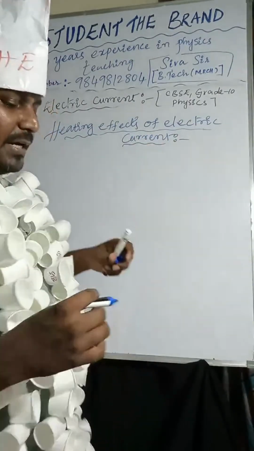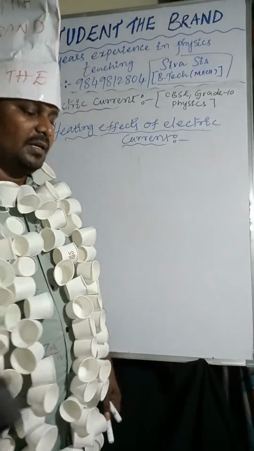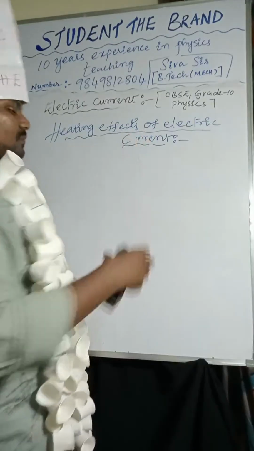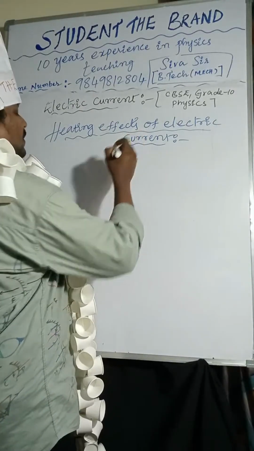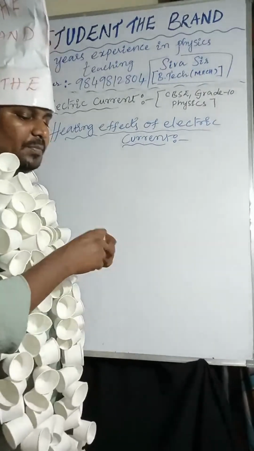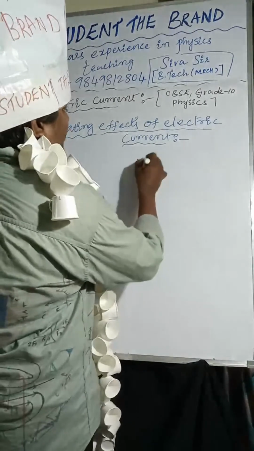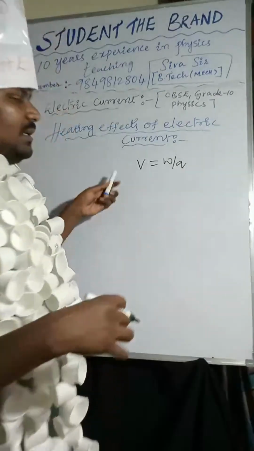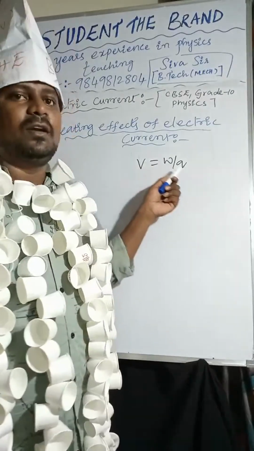Heating effect of electric current is nothing but, normally if you are saying here, heating effect of electric current. So the potential difference V equal to W by Q.